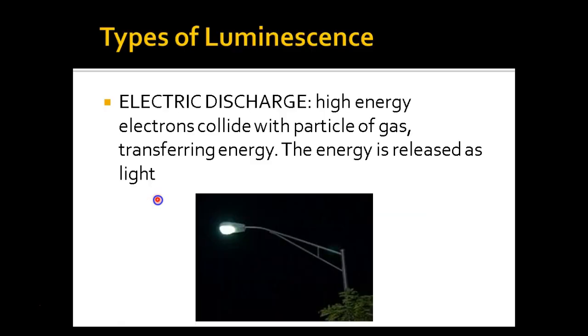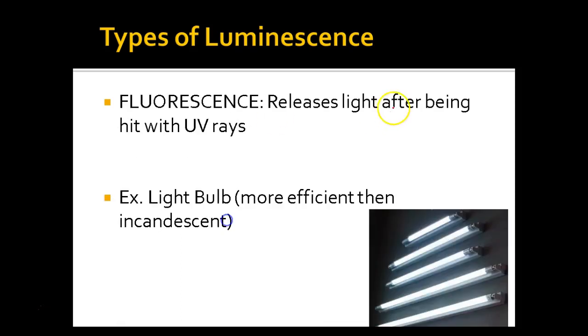Another type of luminescence that you may know about is called electrical discharge. This is when high energy electrons collide with particles of gas, transferring energy. This is the type of energy that's actually in street lamps, if you've seen these before. Fluorescence is another form of luminescence, and it's light that's released when it's hit by UV rays. For example, if you've seen these long tubes, they're a form of fluorescence. They're called fluorescent lights. You also have mini ones in your house, and I'm going to attempt to draw a really weird picture here. They look like spiral lights, and they flicker when you turn them on and flicker when you turn them off.